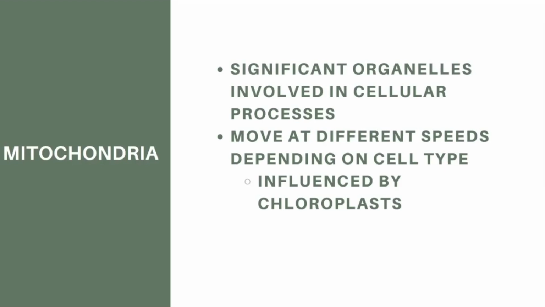In tobacco cells, the maximum speed that the mitochondria are capable of moving at is 2.5 to 10 micrometers per second. It has been previously noted that chloroplasts may be able to influence mitochondrial movement, but not proven yet.